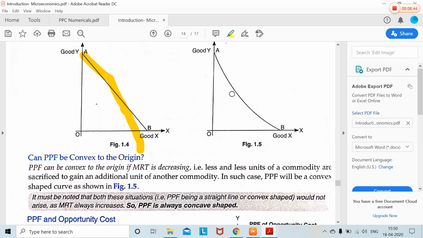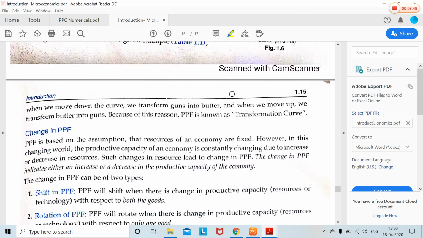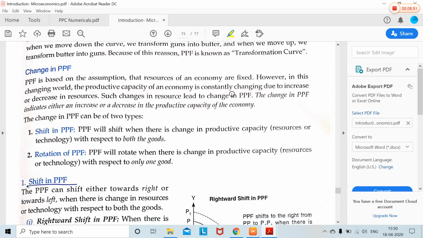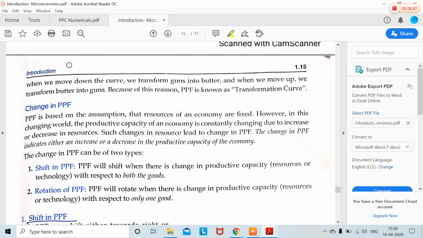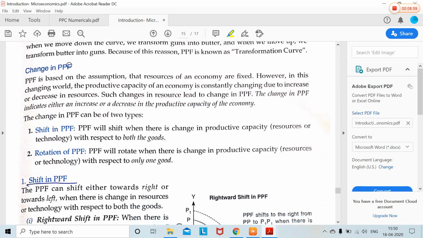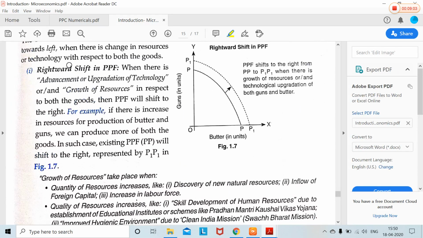This we don't have to do actually. So these topics we are not taking. PPC and opportunity cost already covered. Change in PPC, again not there in the syllabus, so you can cut this topic. All those who have the book can cut the page straight away. 1.15 is not there. Shift in PPC we are not doing, although you should have a little idea.